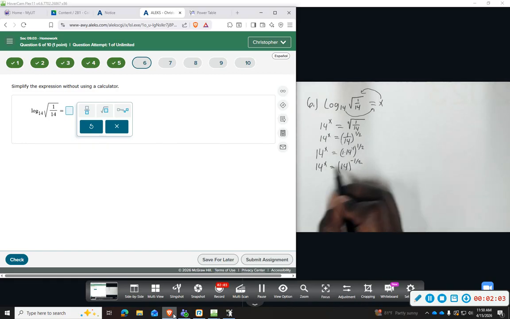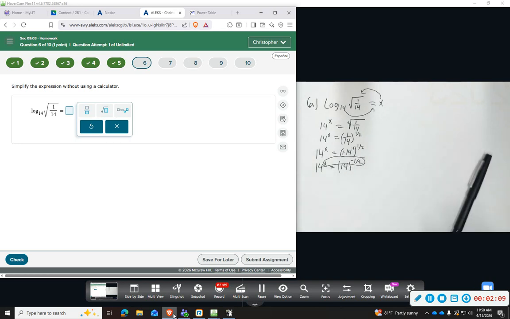So once we get the same base and everything into the same location, we can see that x equals negative 1/2. So that would be our answer. So simplify without a calculator, we are going to get negative 1/2.